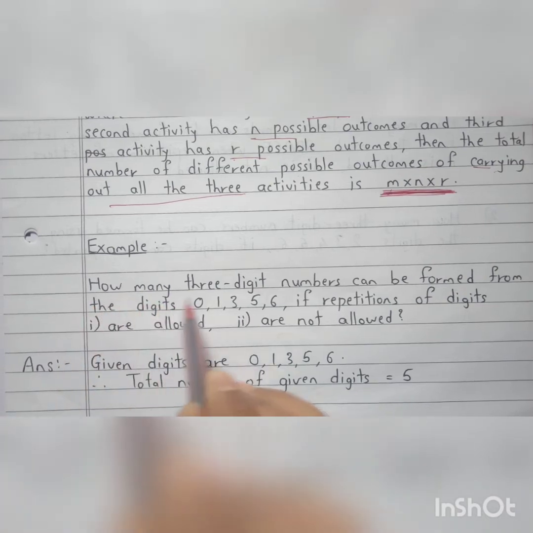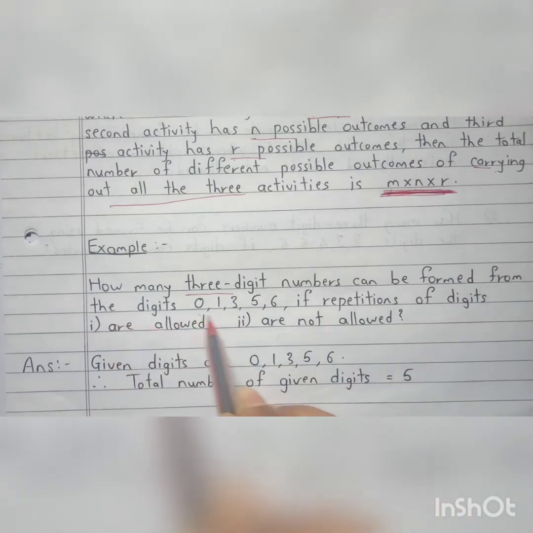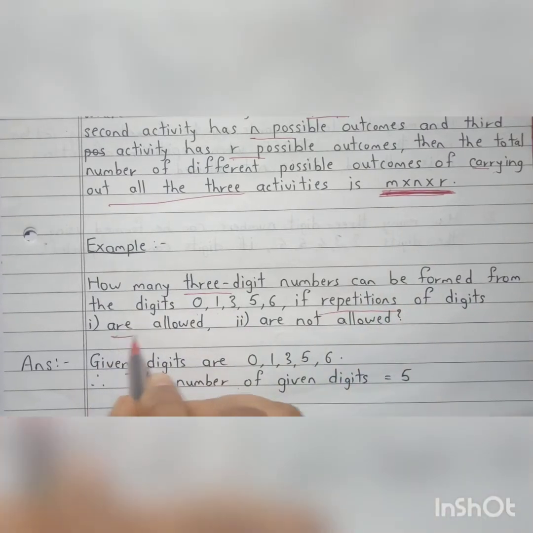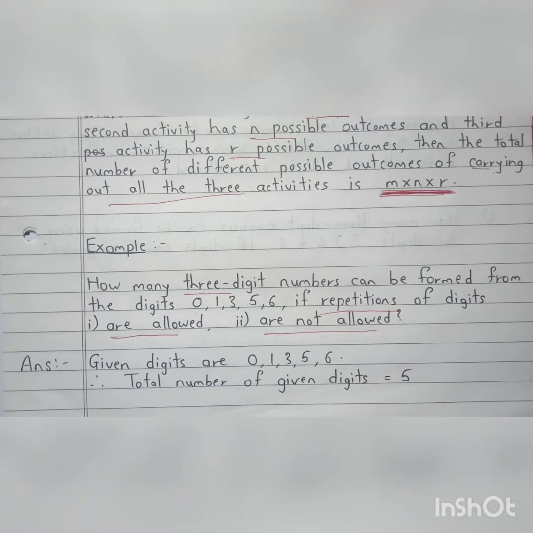Let's see. How many 3-digit numbers can be formed from the digits 0, 1, 3, 5, 6 if repetitions of digits are allowed, and the second question is if repetition of digits is not allowed. Now again you can recall the example in the first video where we took the password of the smartphone. In that, if you remember, there was no restriction on the choice of digit, but here, at one place there is a restriction, and at one place there is no restriction.